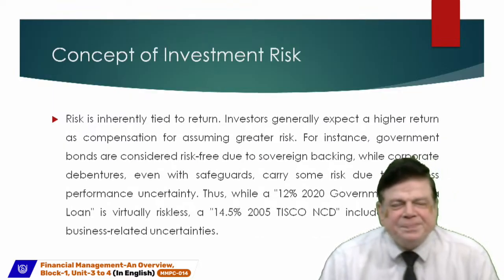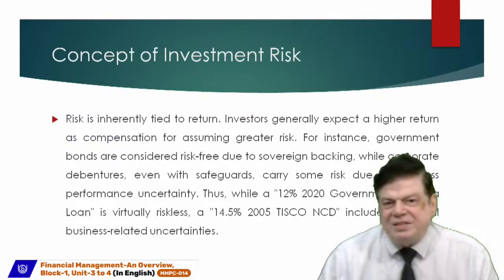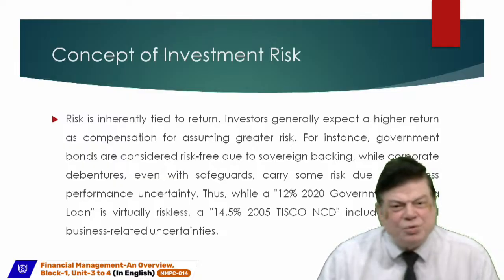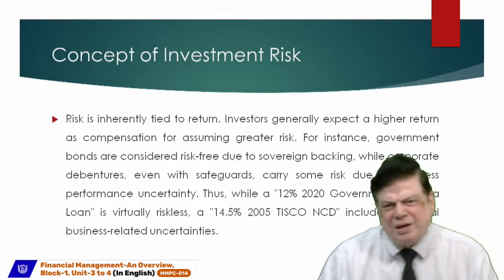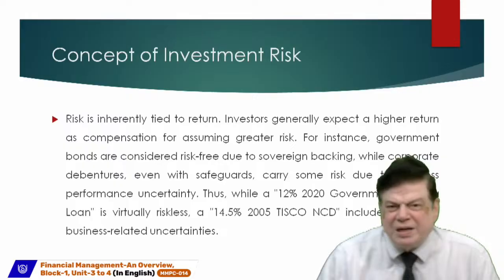Risk is inherently tied to return. Risk is directly related to return. The more return you want, the more will be the risk. The less risk you take, the less will be the return. The more risk you take, you can have more return also. You may not get more return also. Both. Investors generally expect a higher return as compensation for assuming greater risk.